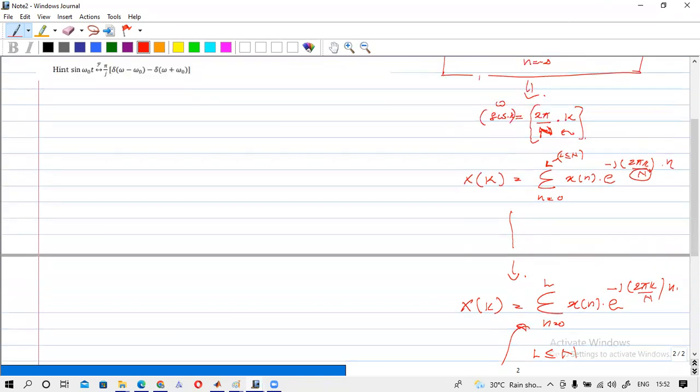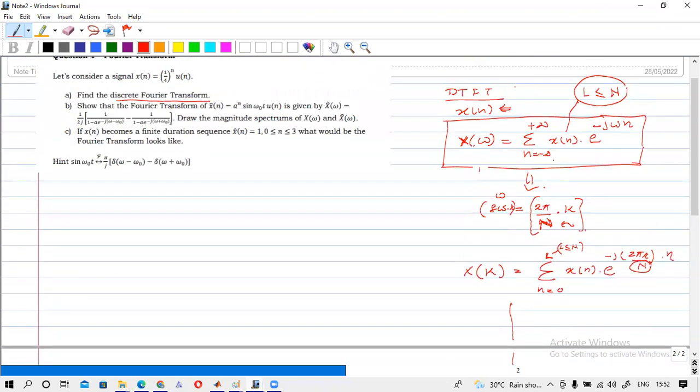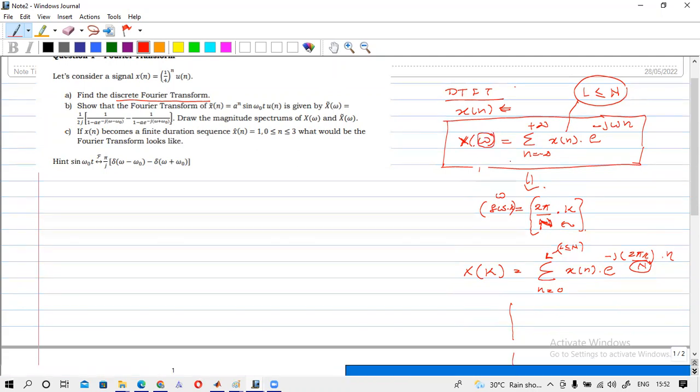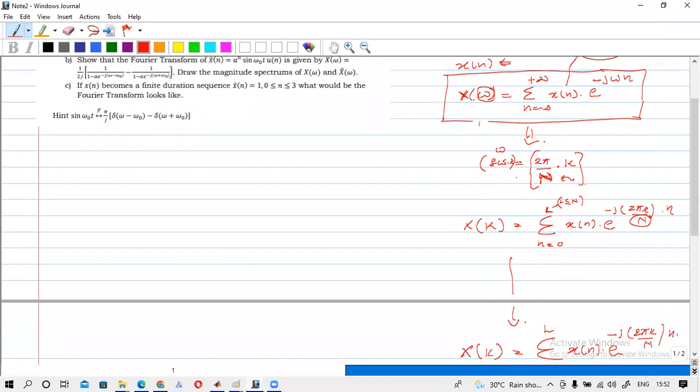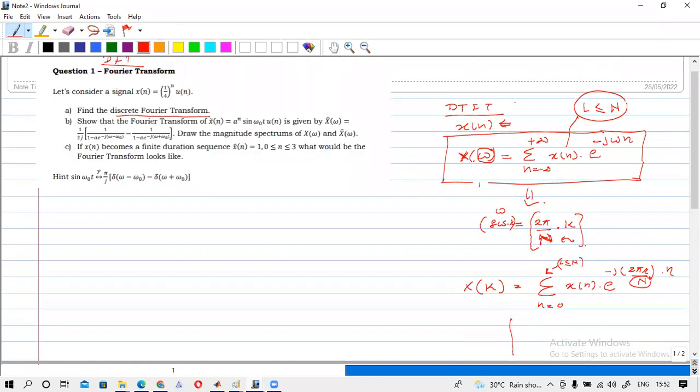Actually there is no magic here. We just discretize this omega, converting it into a discrete variable for ease of manipulation in digital electronic circuits. Okay, so we will move to the question.